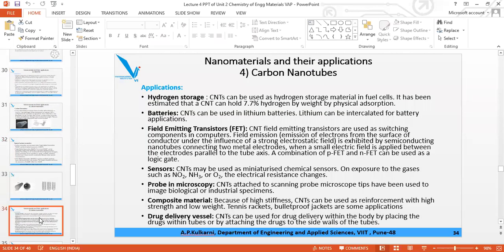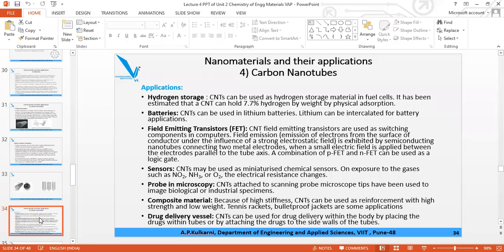Now, what are the applications of carbon nanotubes? Hydrogen storage. The carbon nanotubes can adsorb, I am saying adsorb, that is a physical phenomenon, not a bulk phenomenon. So it adsorbs hydrogen on its surface, and thus it helps to store hydrogen gas by adsorption. So that is the first application.